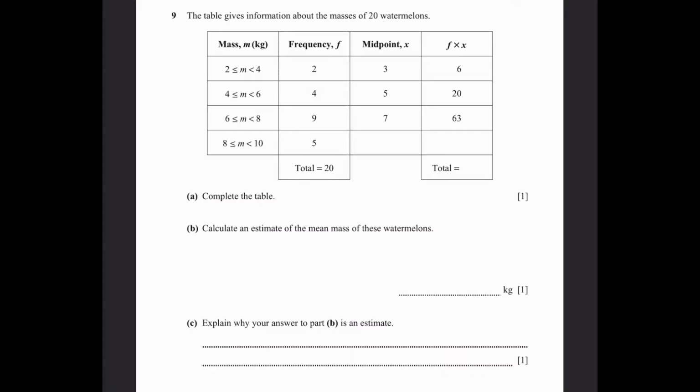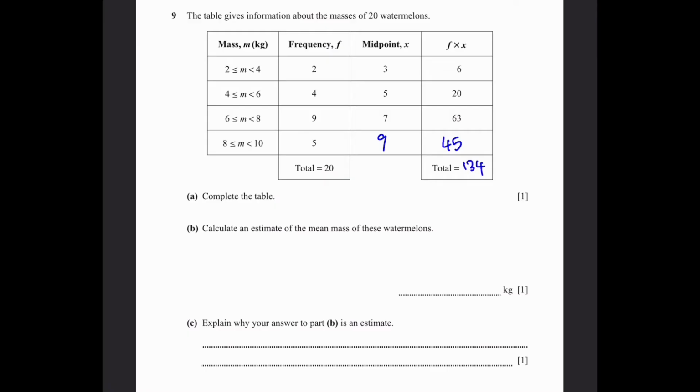The table gives information about the masses of 20 watermelons. A. Complete the table. So the midpoint of the fourth inequality here, that's equal to 8 plus 10 divided by 2, which is equal to 18 by 2, 9. So 9 is the midpoint, x. F into x, which is frequency into midpoint, 5 into 9, which is equal to 45. And the total over here, which we need to find, 6 plus 20 plus 63 plus 45, 134.